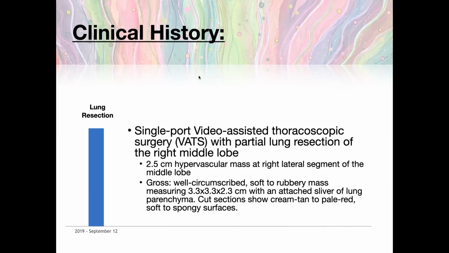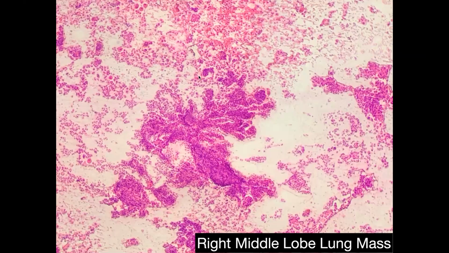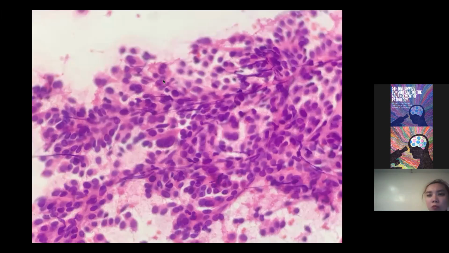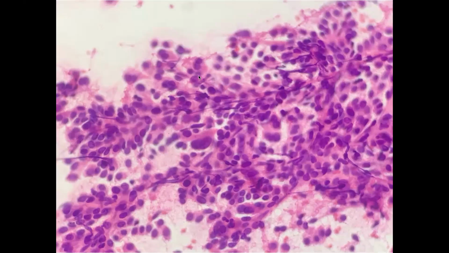The specimen was submitted for frozen section and consisted of a well-circumscribed mass measuring 3.3 by 3.3 by 2.3 centimeters with an attached sliver of lung parenchyma. This is a scanning view of a smear done on frozen section. From low power, we see a papillary-like configuration. We see cells with round, ovoid, vesicular to hyperchromatic nuclei, some with prominent nucleoli and nuclear grooves, irregular nuclear membranes, and ample eosinophilic cytoplasm.